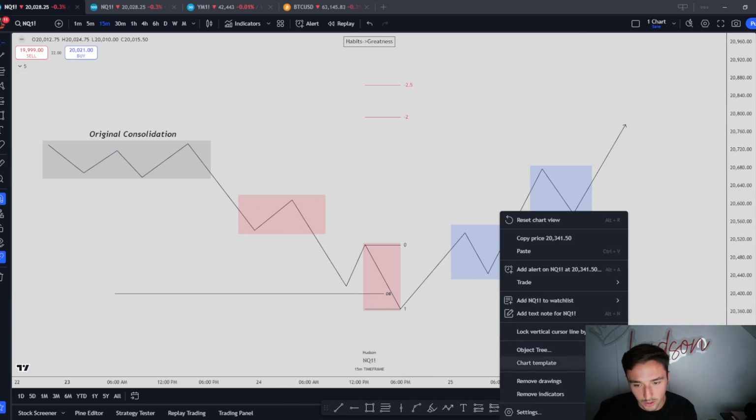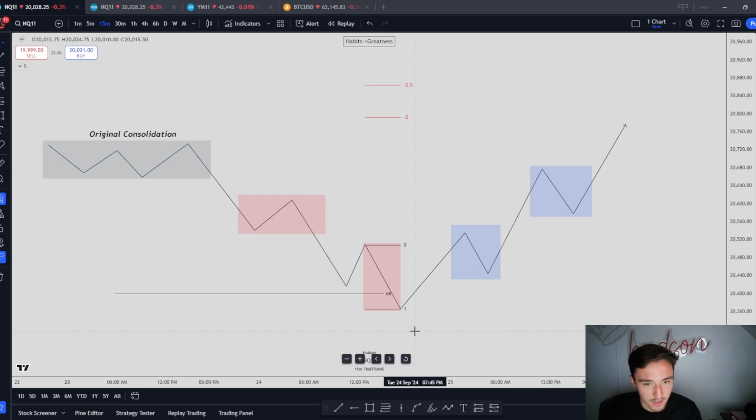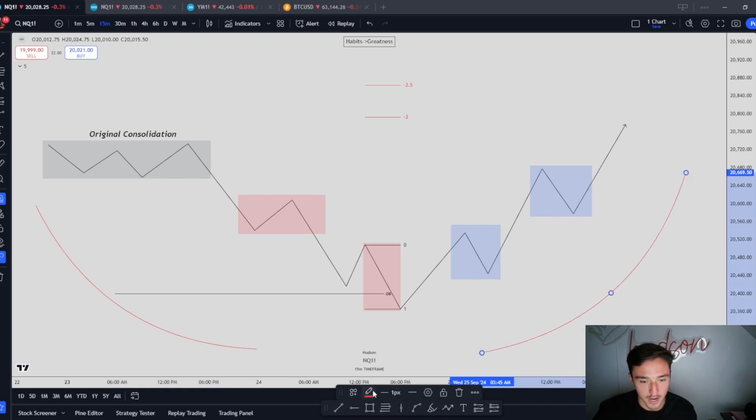Now, I don't know how to invert this chart, but if this was a market maker sell model, we would flip this, and we would be coming up, and then we would flip and come take out the original consolidation on the sell side of the curve. The whole point of these market maker models is to identify which side of the curve we are on. Are we on the sell side of the curve or the buy side of the curve? Boom. That's it. It's pretty simple.